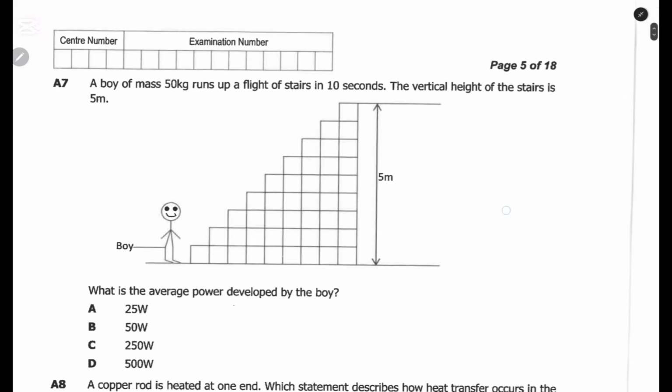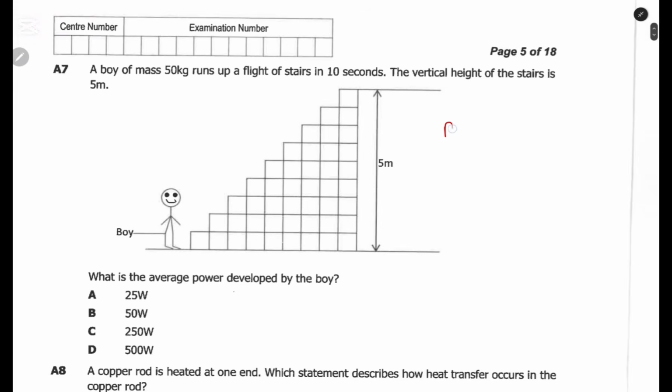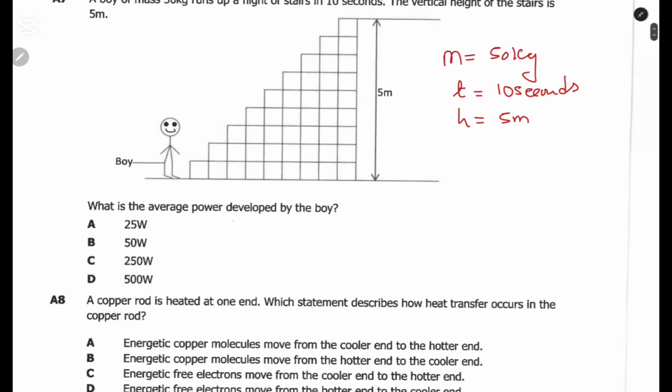Question 7, a boy of mass 50 kg runs up a flight of stairs in 10 seconds. So we have mass of the boy, 50 kg, and the time it took is 10 seconds. It's very important that you correct the information. The vertical height of the stair is 5 meters. What is the average power developed by the boy?